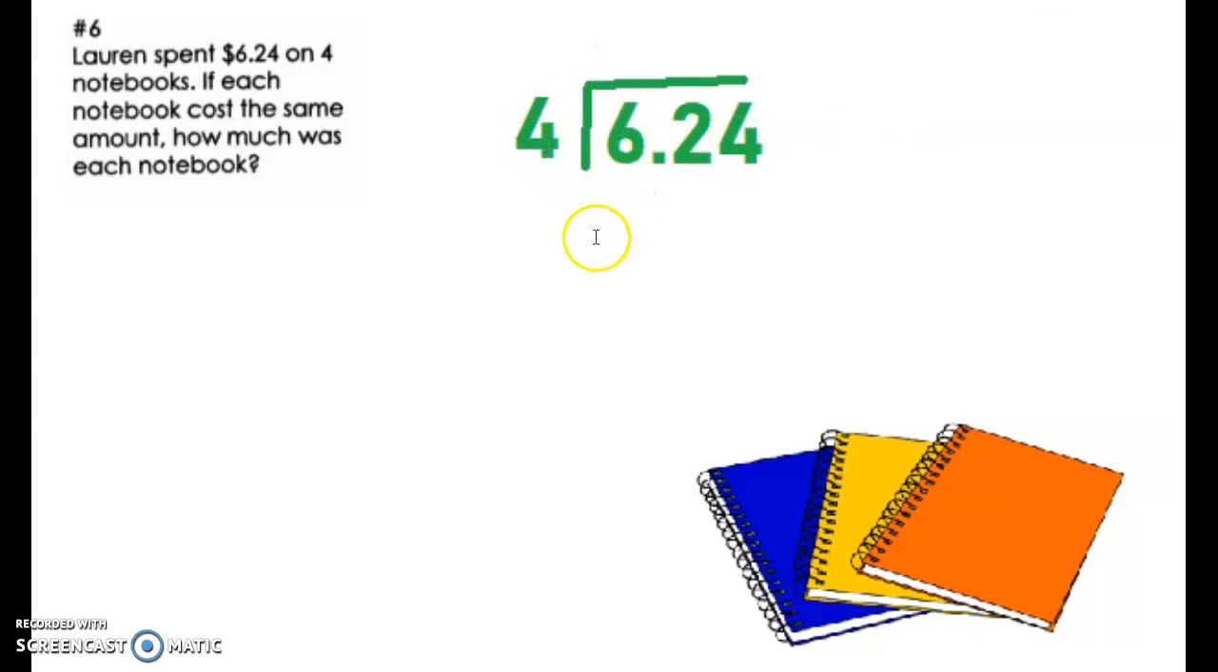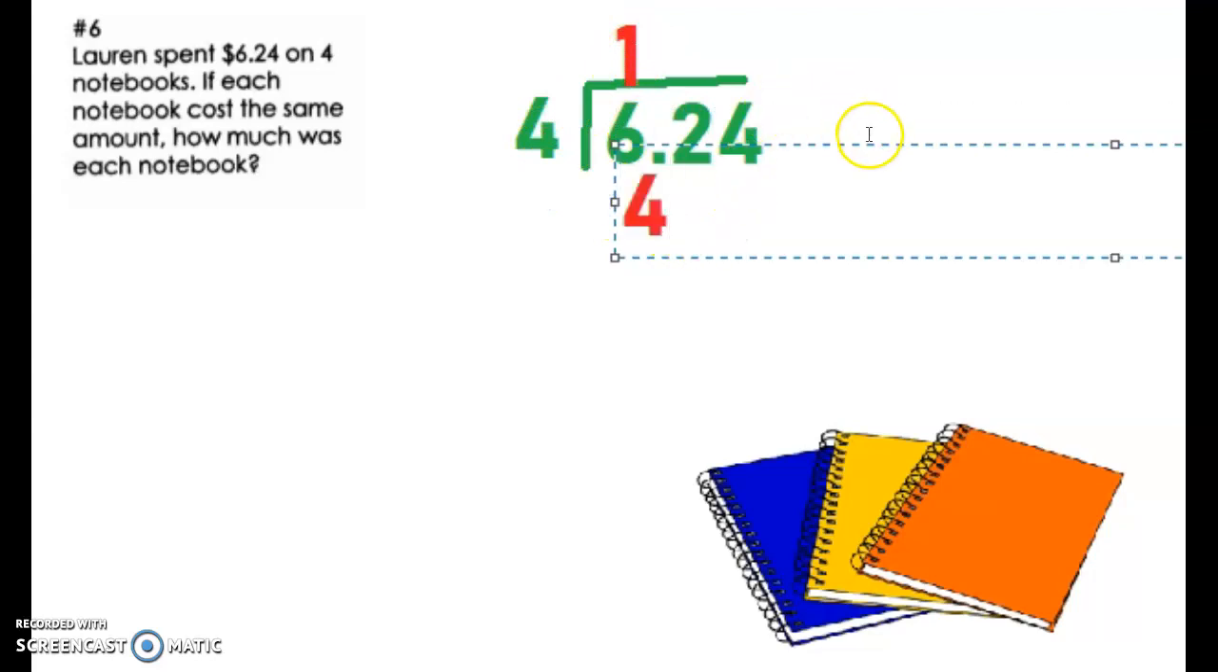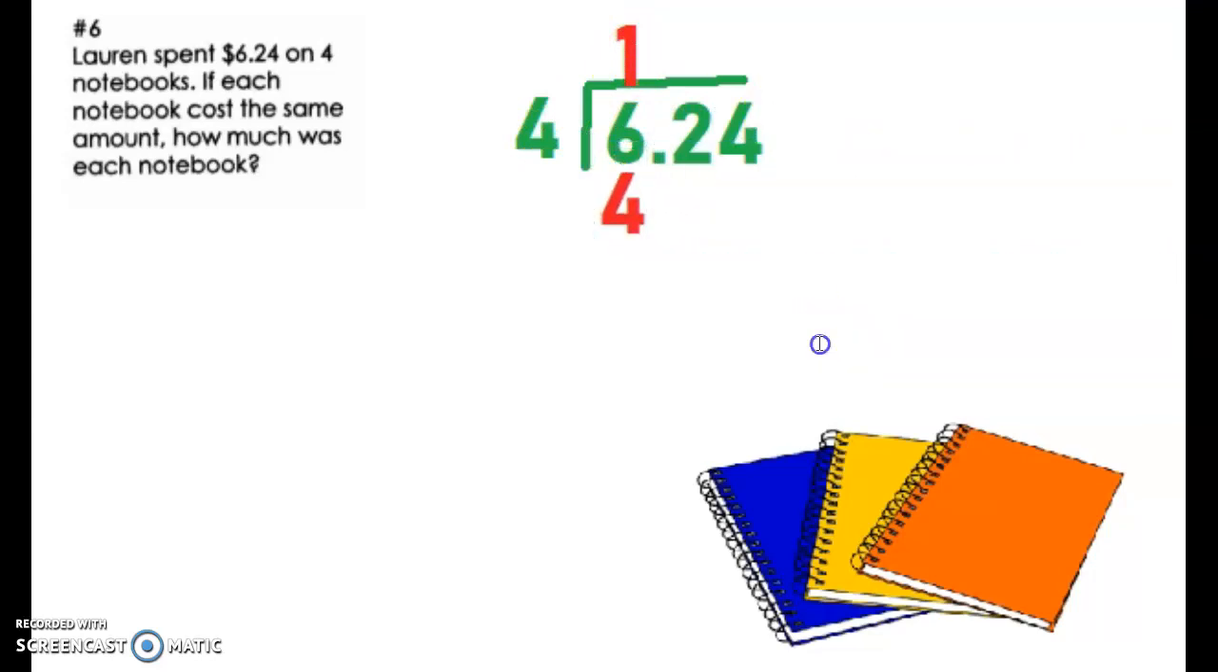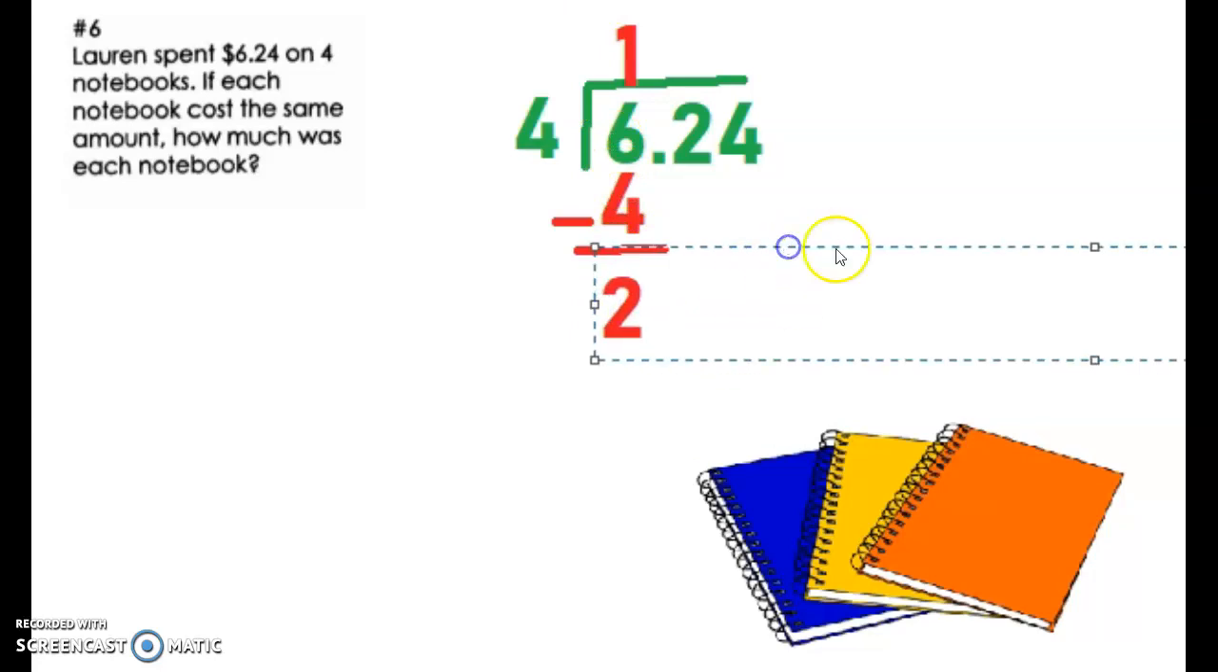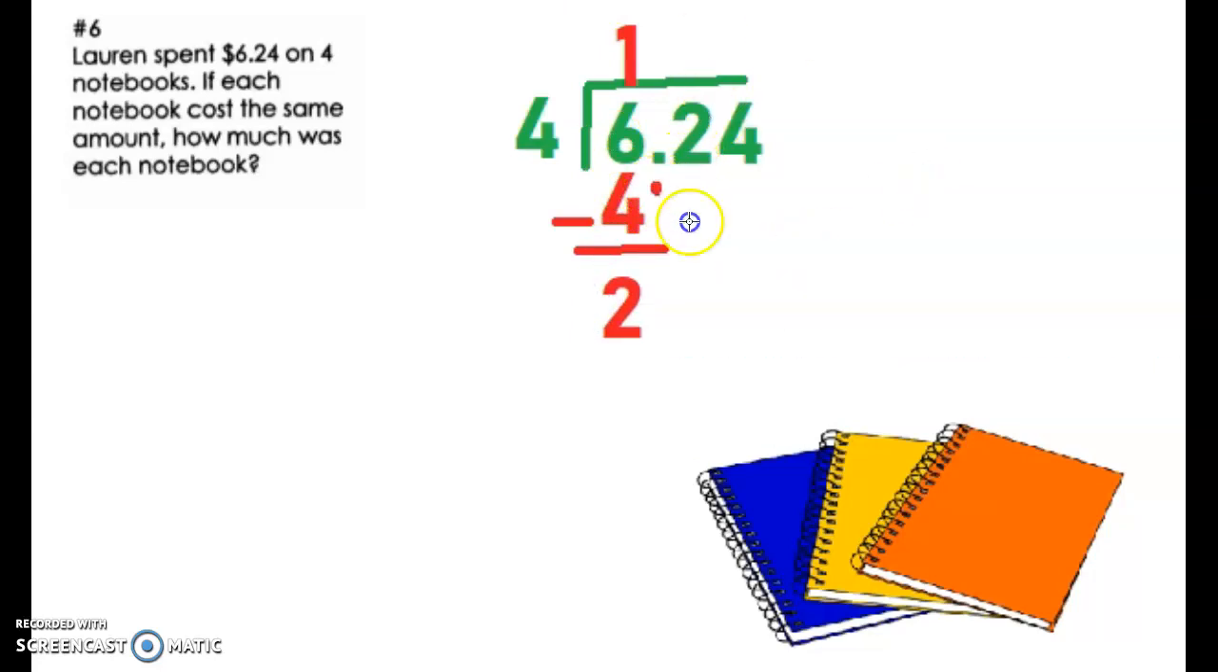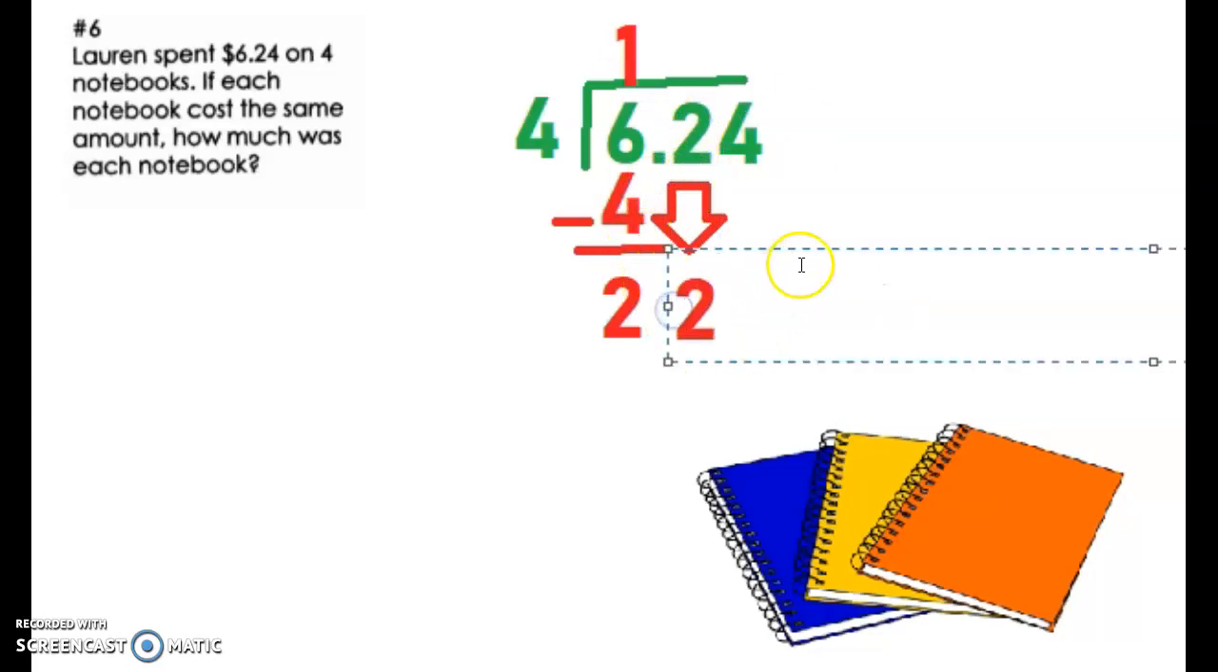4 times what equals something close to 6? Remember, I can't go over. 4 times 2 is 8, so that's too big. So it's going to be 1. 4 times 1 is 4. Remember to keep your work lined up, because math is an organized thing here. I'm going to subtract. 6 minus 4 equals 2. Now I'm going to bring down my next number, which means the 2 comes down, right?